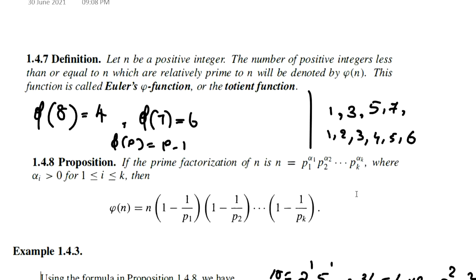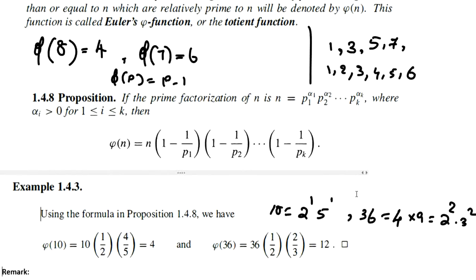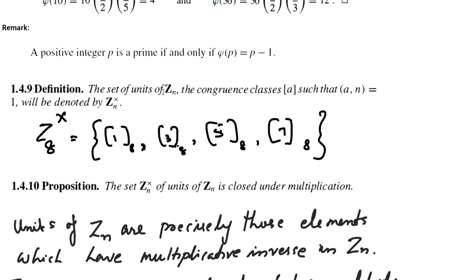So we have done examples also to evaluate phi of certain numbers. Then the set of all units of Zn, that means the set of all congruence classes having multiplicative inverse in Zn, is denoted by this symbol Zn cross. So the Zn cross will be the collection of all the units. Units mean those congruence classes which are having multiplicative inverses. So here in the case of Z8, it will be class of 1, class of 3, class of 5 and class of 7.